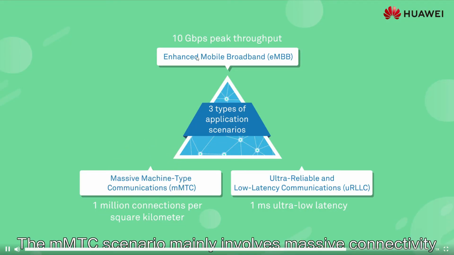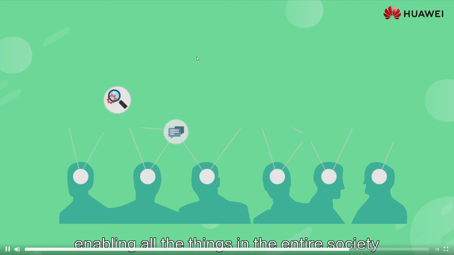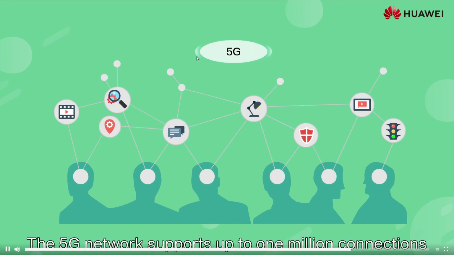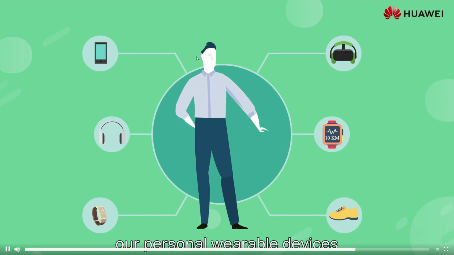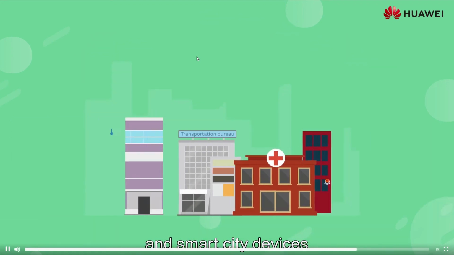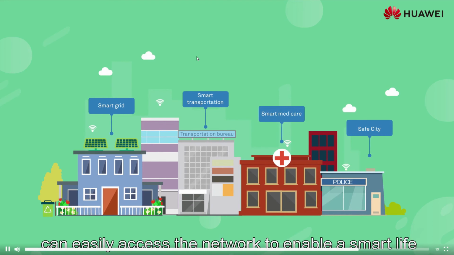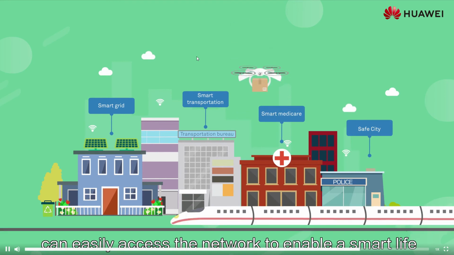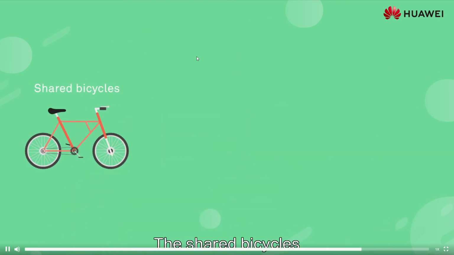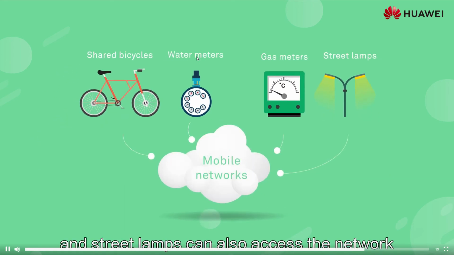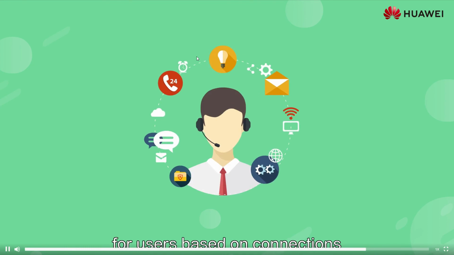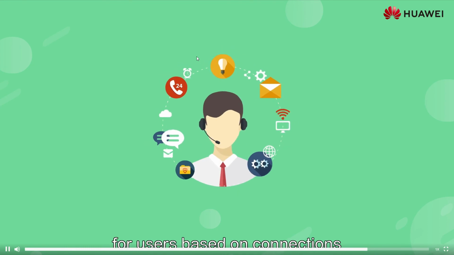The mMTC scenario mainly involves massive connectivity, enabling all the things in the entire society to be perceptible. The 5G network supports up to 1 million connections per square kilometer. In this way, our personal wearable devices, smart home devices, and smart city devices can easily access the network to enable a smart life. The shared bicycles, water meters, gas meters, and street lamps can also access the network and provide customized services for users based on connections.